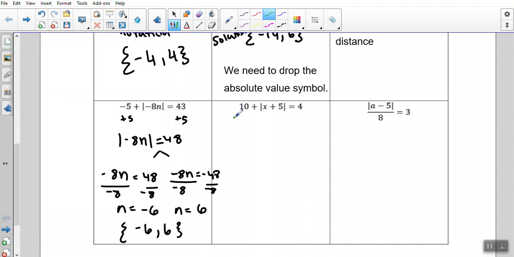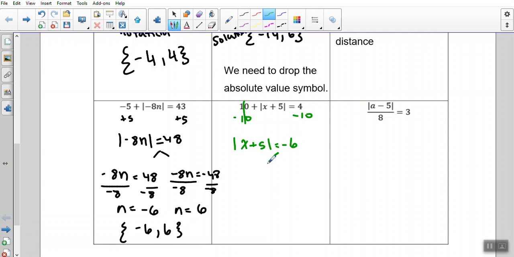Same thing here. Before we start solving it, we got to get rid of this 10. So I'm going to subtract 10. Because it's being added, I'm going to subtract it off. Crossed out, so you have the absolute value of x plus 5 equals negative 6.